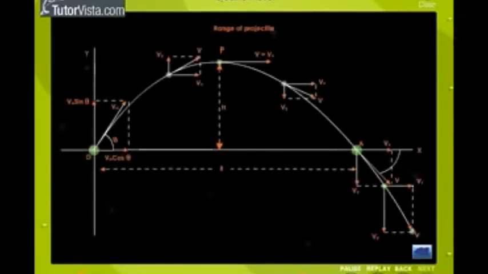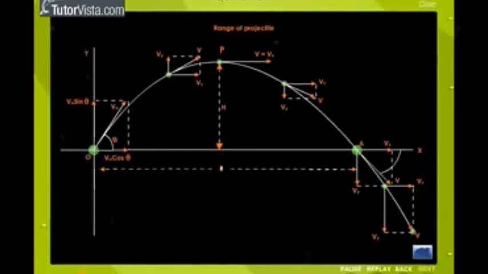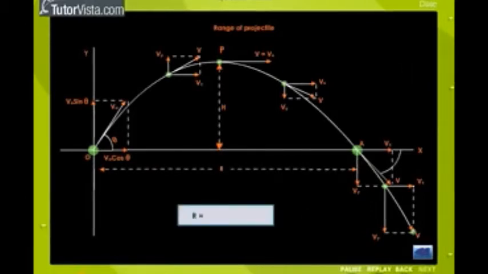Range of projectile. Range of projectile is defined as the distance between the point of projection and the point where the trajectory cuts any plane. R is equal to v0 square sin 2 theta by g.